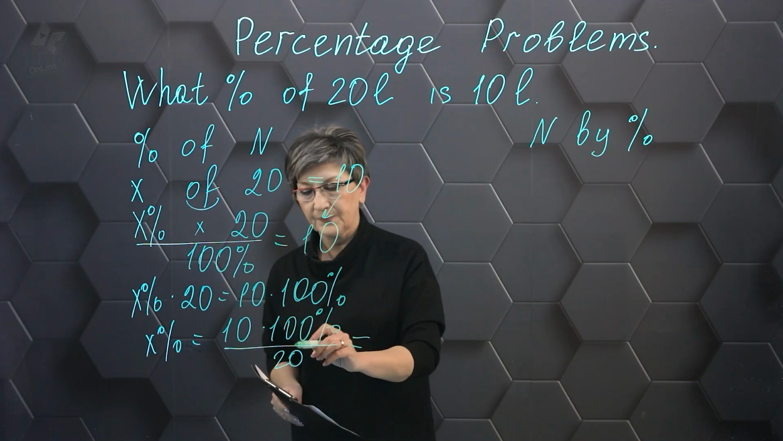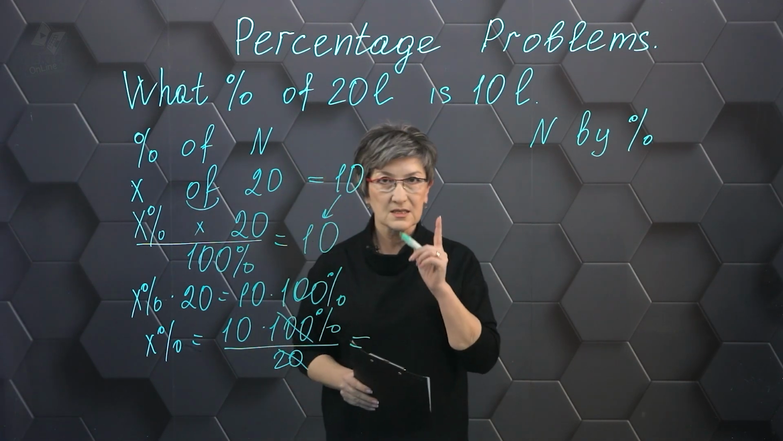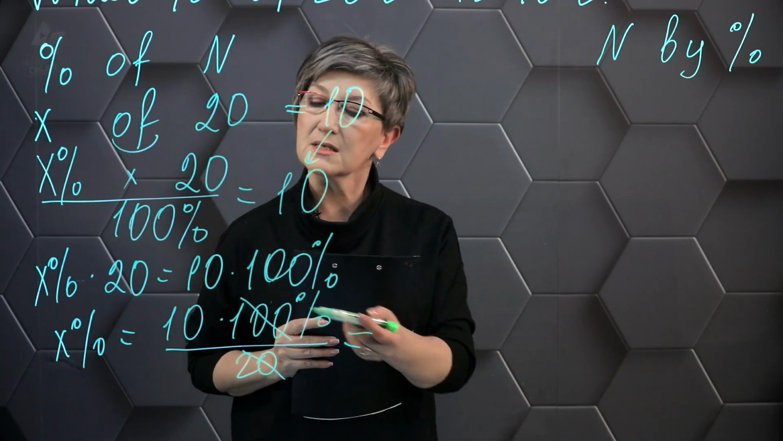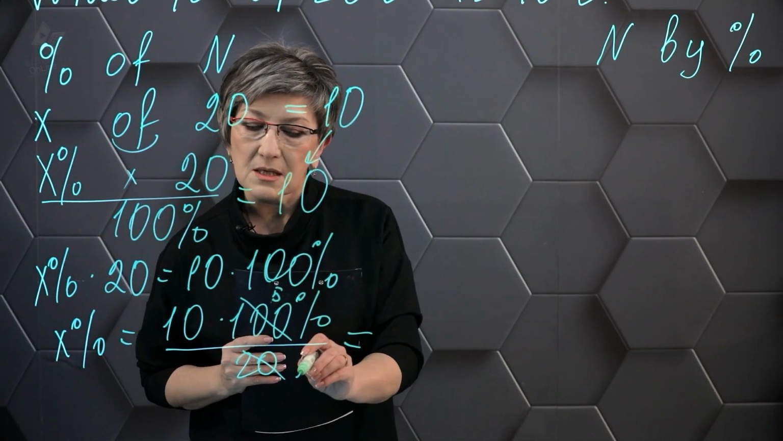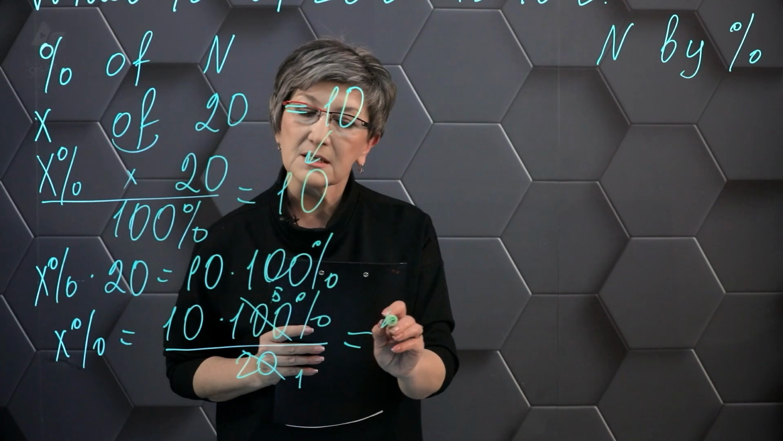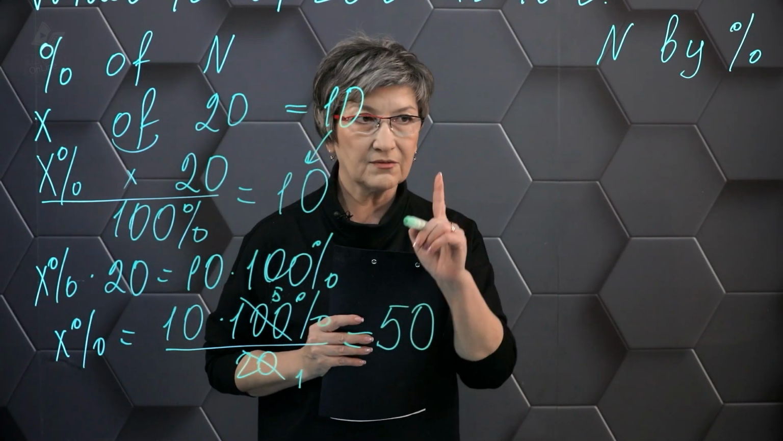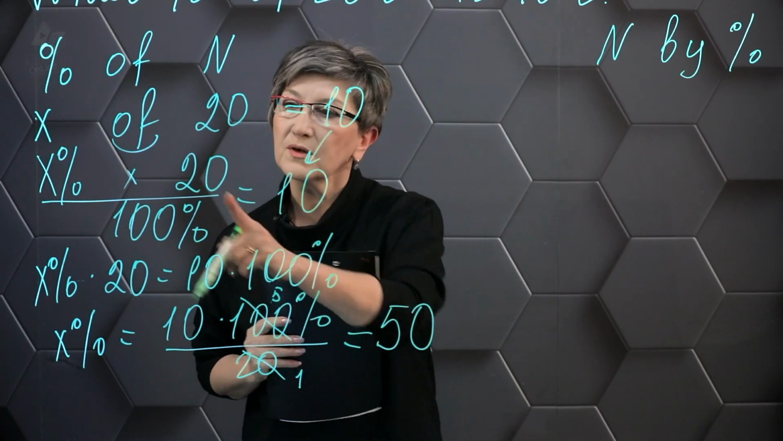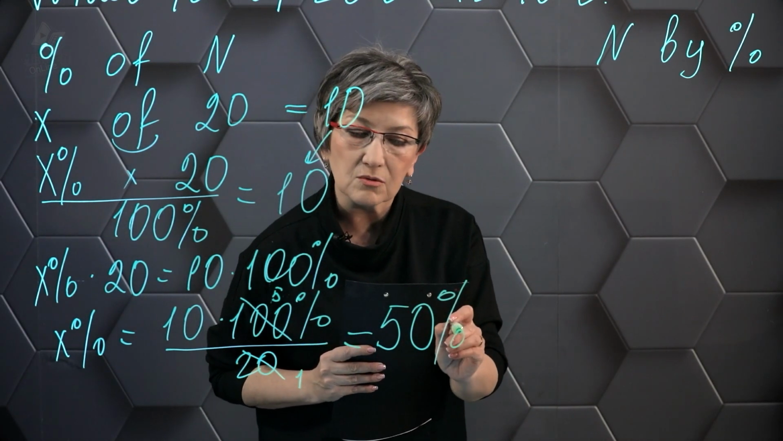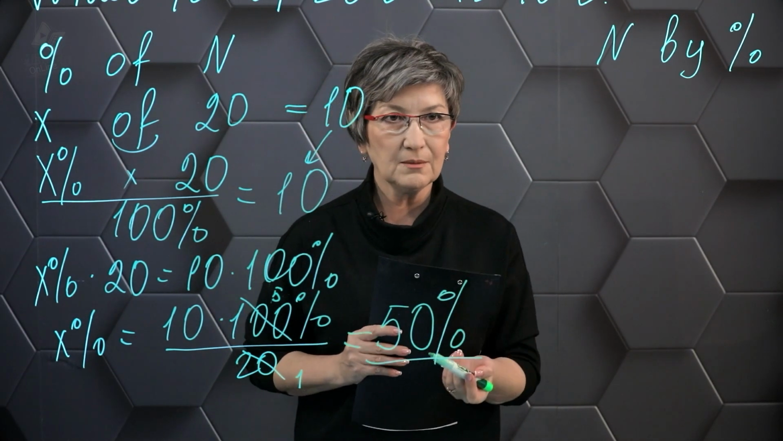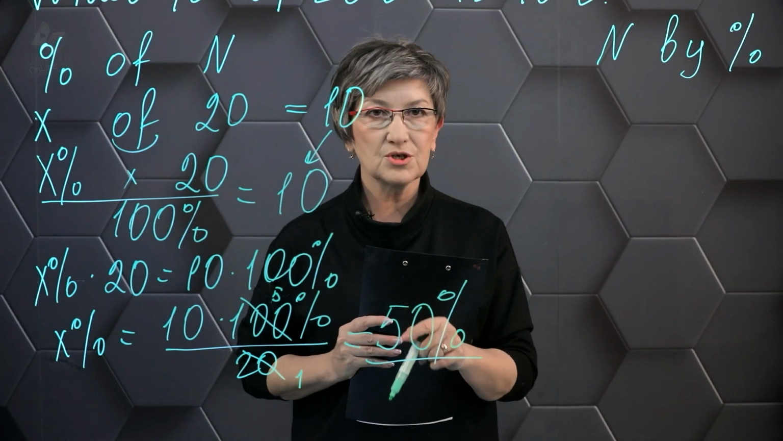What do we do? Let's reduce 100 and 20. We reduce by 20 and I get 5 here. And 10 times 5, that's 50. And as you can see, I don't write percentages in this formula for nothing because I still have percentages. Then the answer in our problem will be 50%.